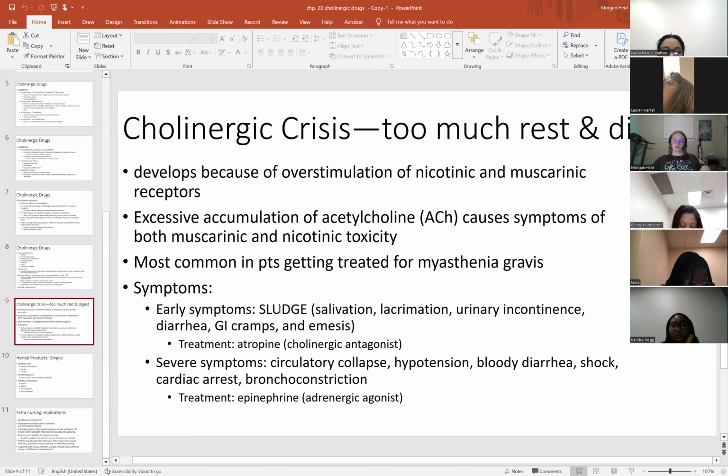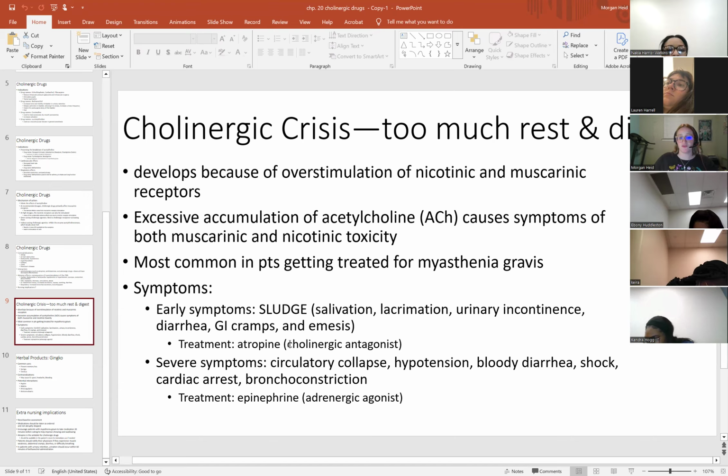So when this happens early on, like let's say I take too much of one of these medications, I'm going to see the acronym SLUDGE. That's an acronym, right? So it's going to cause increased salivation, increased crying or lacrimation, so tears, increased urinary incontinence, increased diarrhea, increased GI cramps, and increased vomiting. If we're at this stage and you're seeing these symptoms, because this is early on of the toxicity, you're going to treat this with atropine.